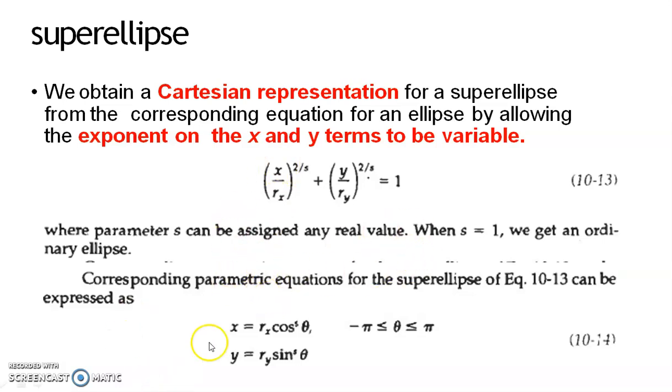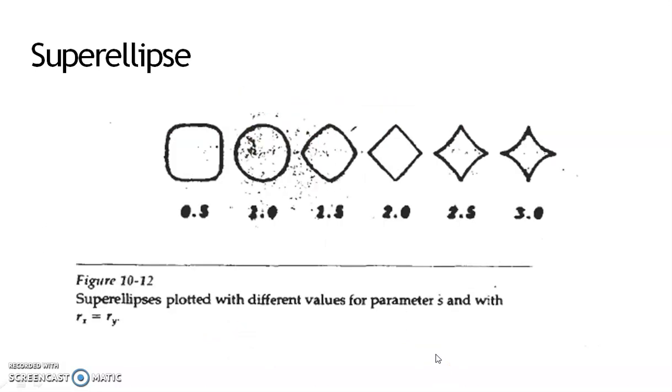And we can represent the equation as x equal to rx cos raised to s theta, y is equal to ry sin raised to s theta, where theta is in between minus pi and plus pi. Here are the super ellipses. Here rx equal to ry and s is different. S is represented by this value. Here s is 0.5, we will get a figure like this. For value 1, the figure is like this. For 1.5, the figure is like this. For 2.0, 2.5, and 3.0, we get shapes like this.